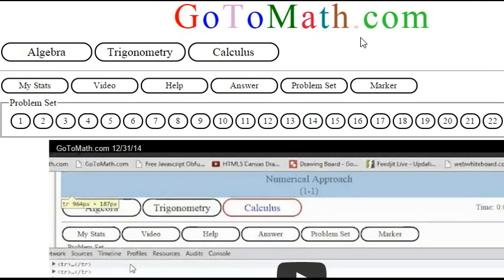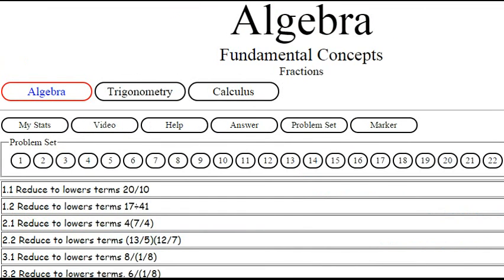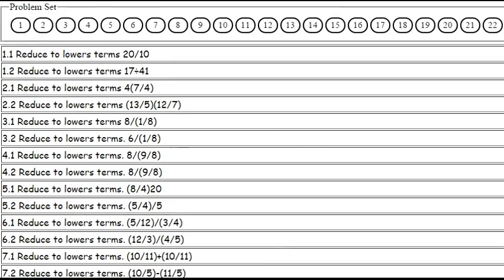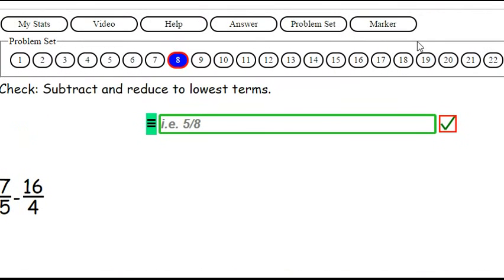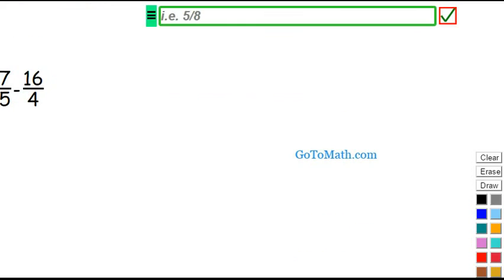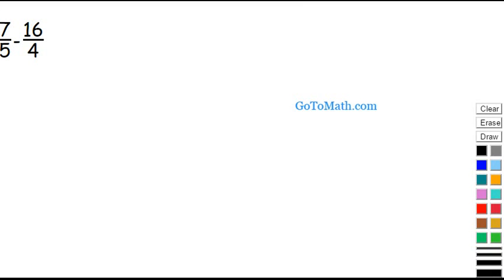Okay, so we're at GoToMath.com. That's where we are. Let's click on the algebra. Let's go down to fractions and 8.2. 8.2 is where we are. Let's click on the marker board so we've got something to write on. Subtract, reduce lowest terms. Okay. We got that. Anybody want green again? Let's do that.